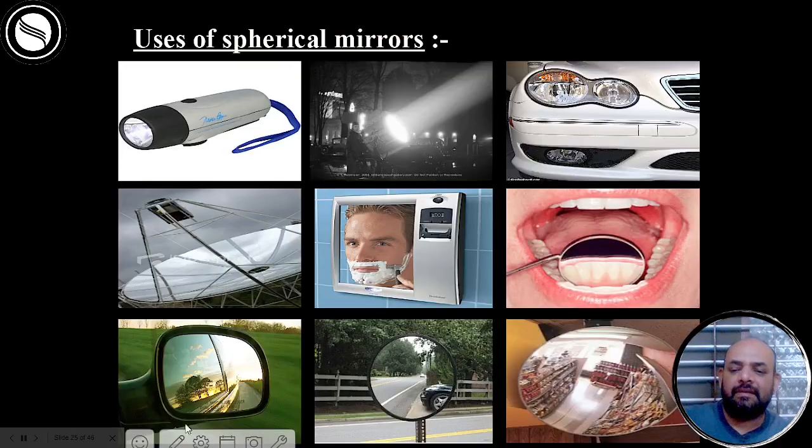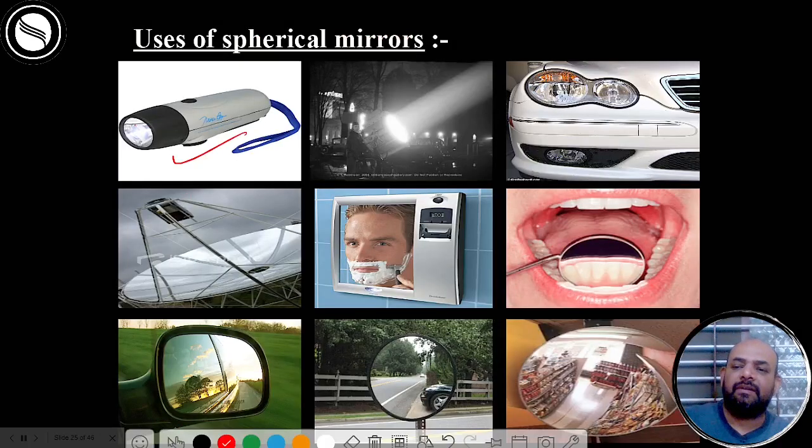So first we have the torch where we are using a concave mirror, second the searchlight, third the headlight of vehicles. Here also we are using a concave mirror. Here also we are using a concave mirror. This is a solar heater, you can consider. Light will come and after reflection all the light will merge at this point. So that is why we can convert this light energy into heat energy, like a solar heater.